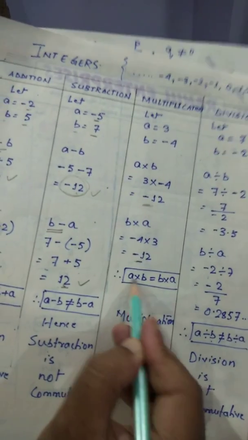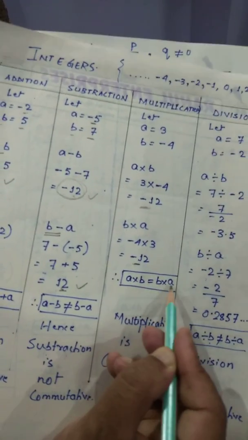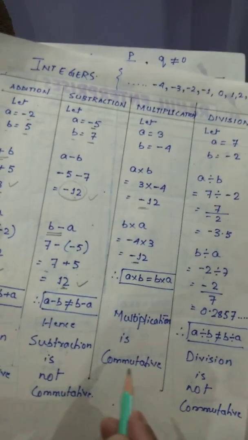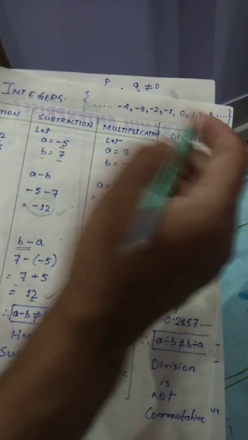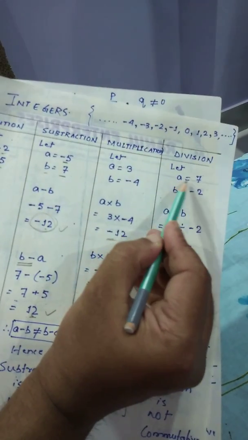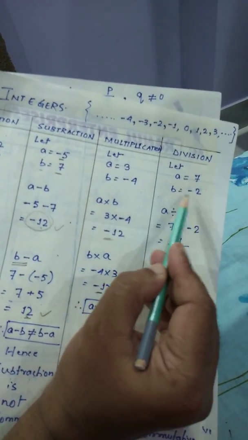So we can say A into B is equals to B into A. So multiplication is commutative. Now under division, I have taken A is equals to 7 and B is equals to minus 2.